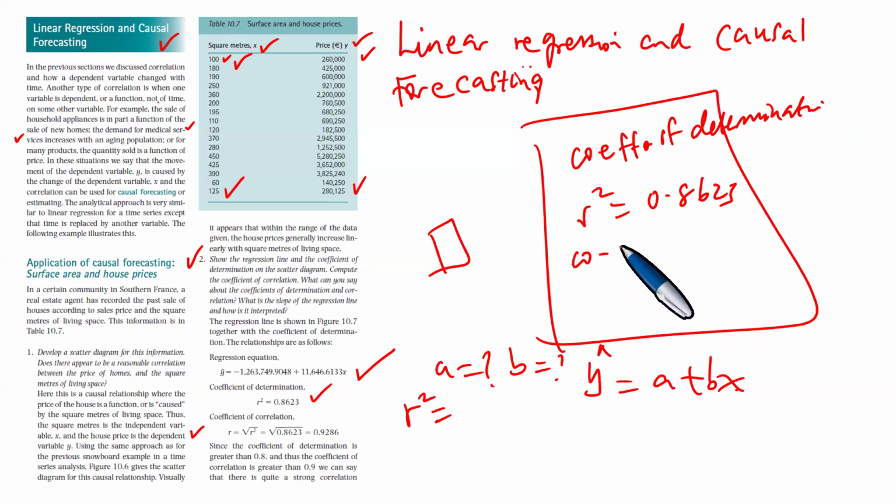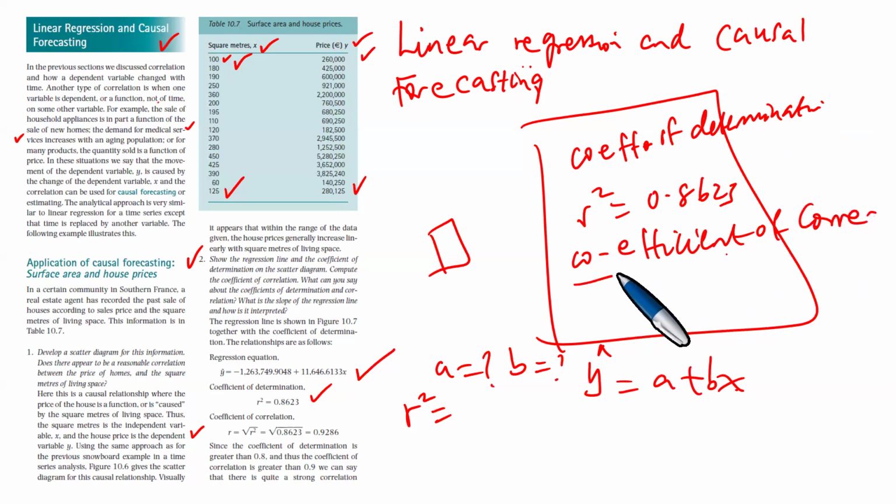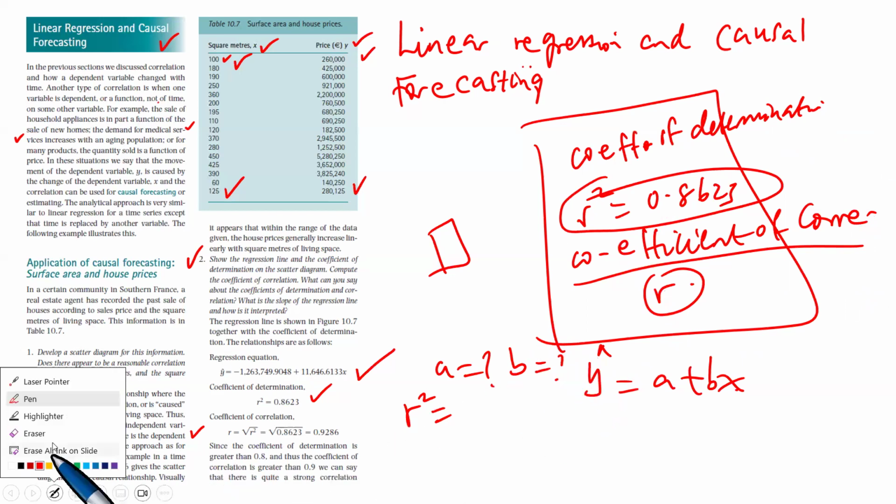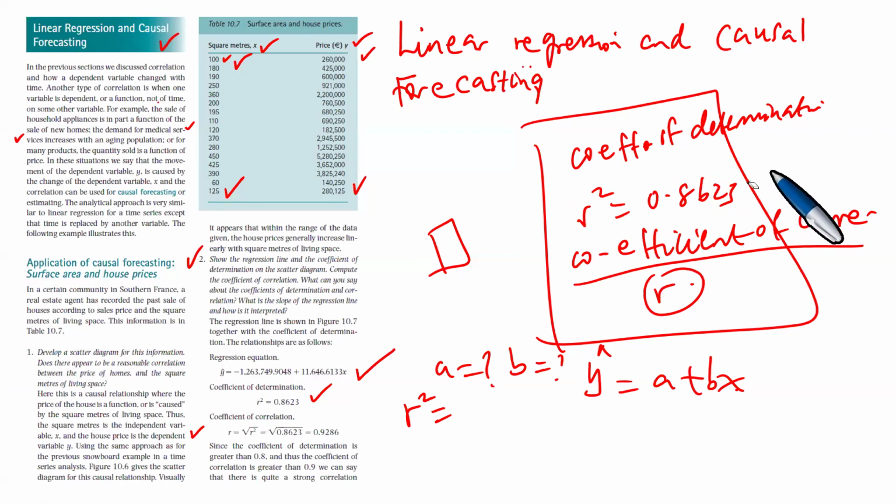And then now you have the coefficient of correlation, which is r. So we have the coefficient of determination, which is r squared, and obviously correlation is r.